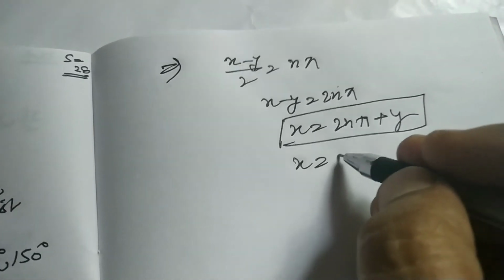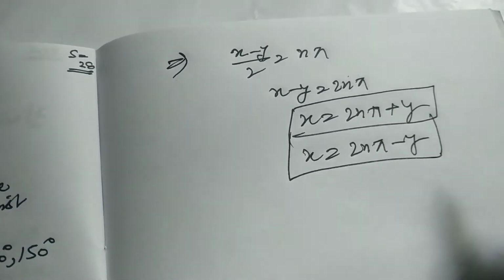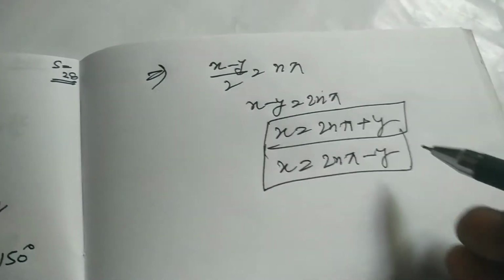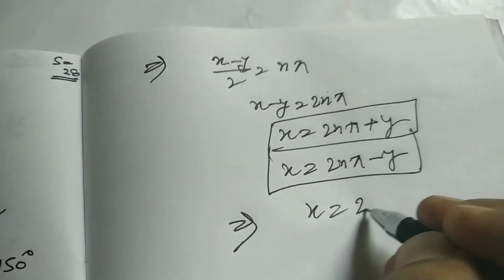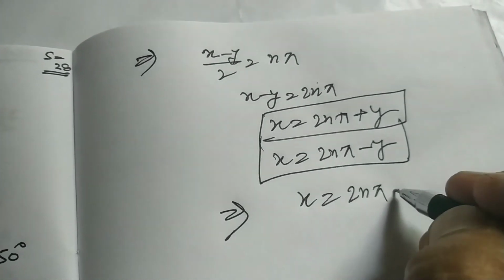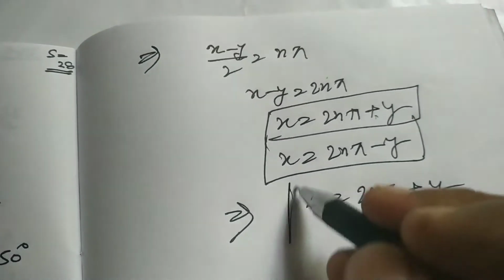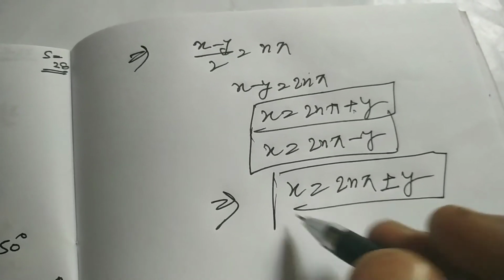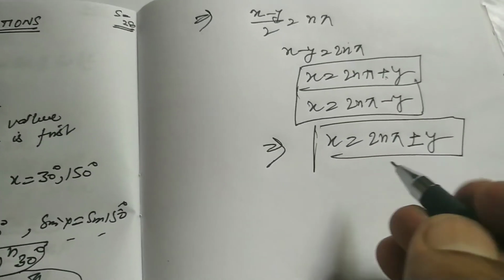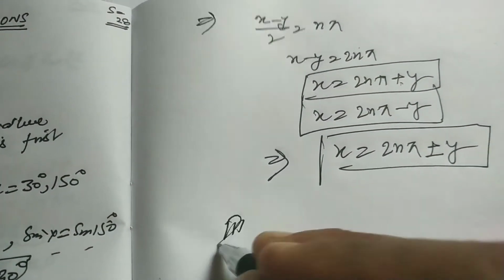First is x is equal to 2n pi minus y, and second is x is equal to 2n pi plus y. If you combine both, what we get? This is 2n pi plus and minus y. That is the general solution of cos x. And further you can solve the third part.